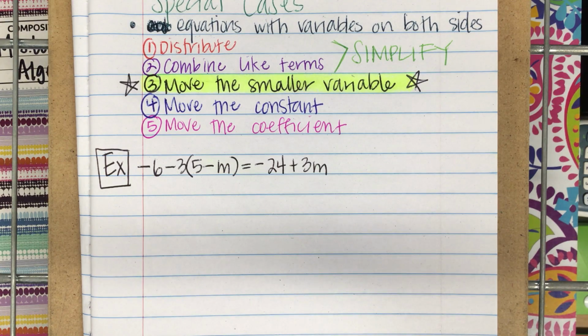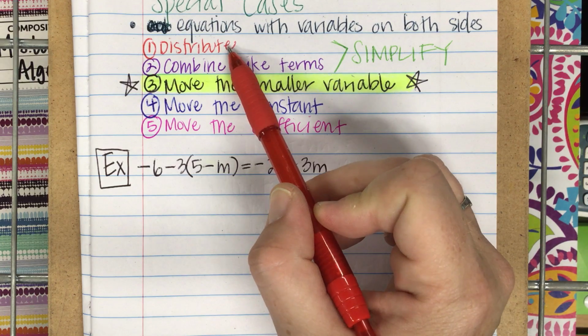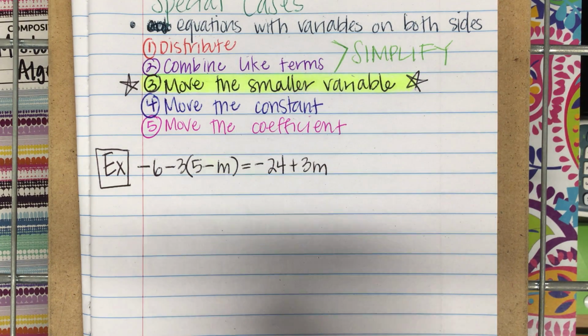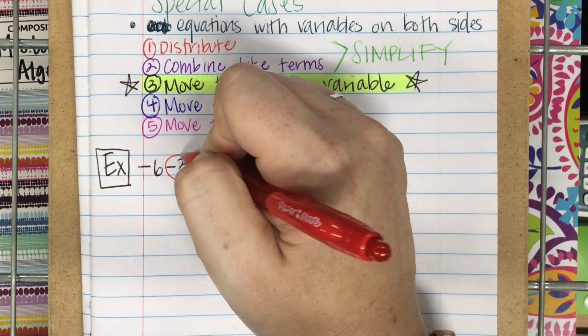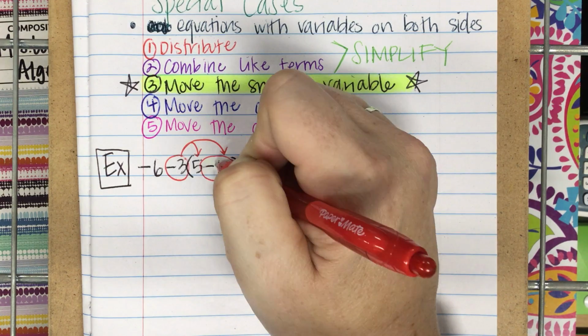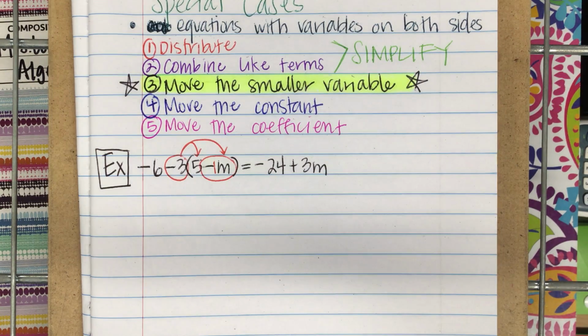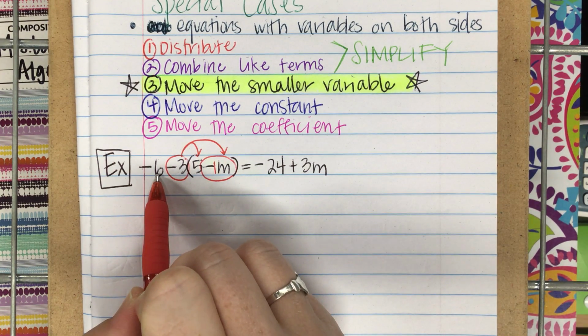First thing we're going to do is ask ourselves, do I need to distribute? And the answer is yes, because there are parentheses. So I'm going to take that -3 and distribute it to the 5 and to the -1m, because there is a number there, it's just not shown. Does this -6 at the beginning of my problem change? No.